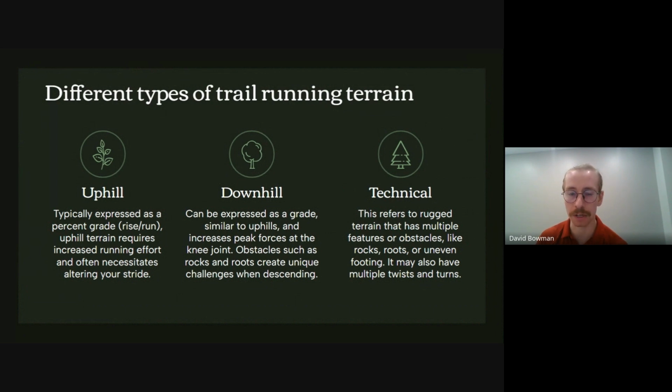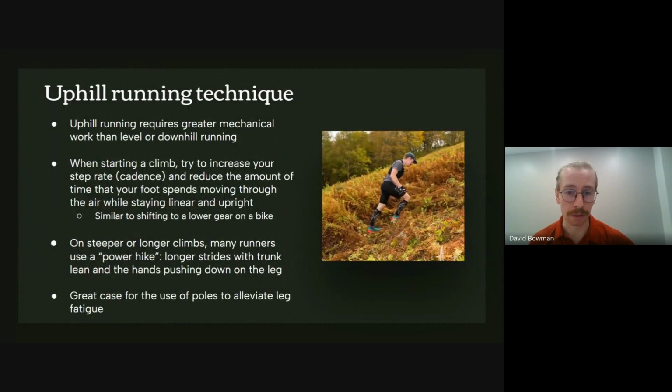What we'll do is talk about the general technique and challenges of these terrains, as well as go over David's cues for what I would want someone to keep in mind when they're navigating this terrain for the first time. So let's start with uphills. It should come as no surprise to anyone that uphill running is probably going to be something that takes more mechanical work as compared to level or downhill running.